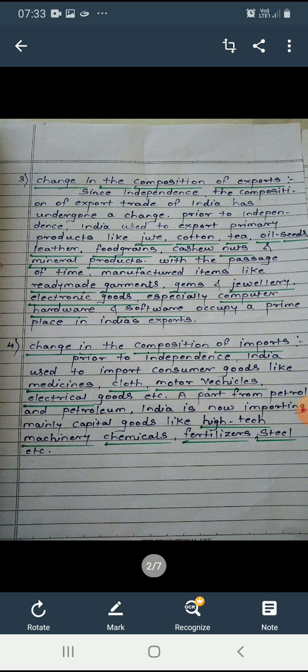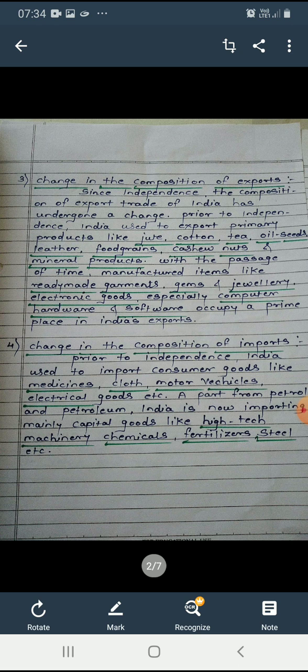Okay, so now what we are writing in this topic, see, prior to independence, India used to export primary products like jute, cotton, tea, oil seeds, leather, food grains, cashew nuts, and mineral products. With the passage of time, manufactured items like ready made garments, gems and jewelry, electronic goods, especially computer hardware and software, occupy a prime place in India's export.